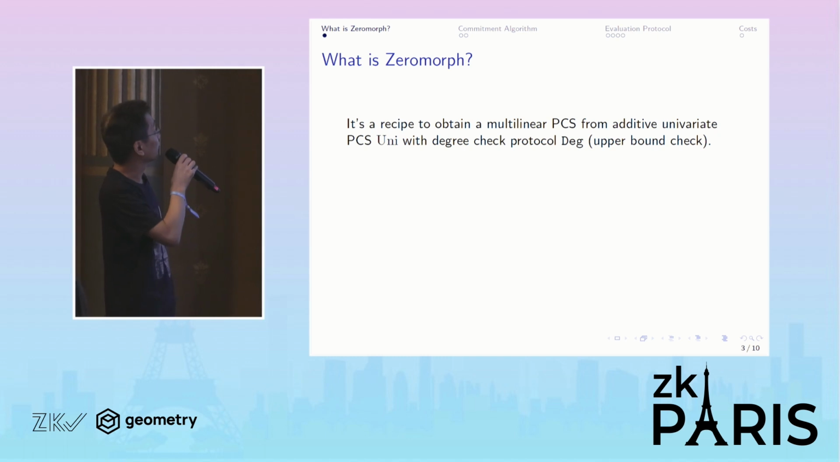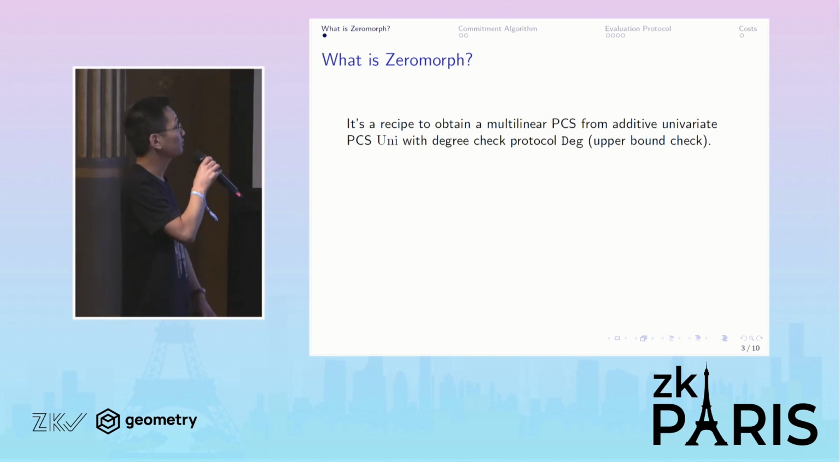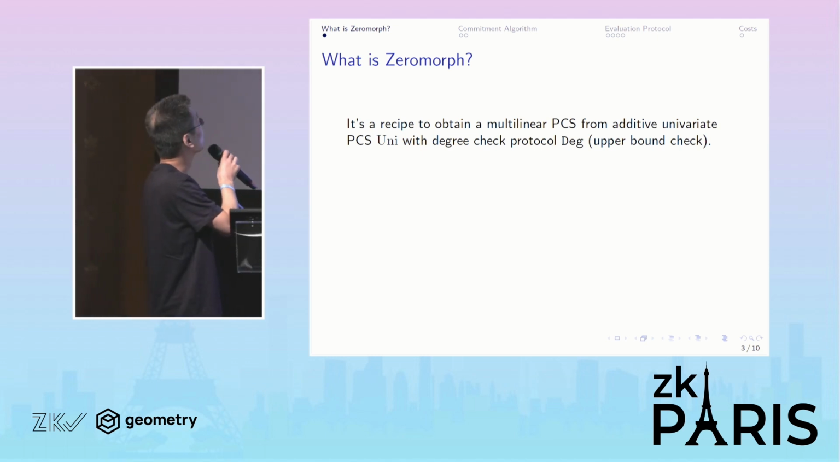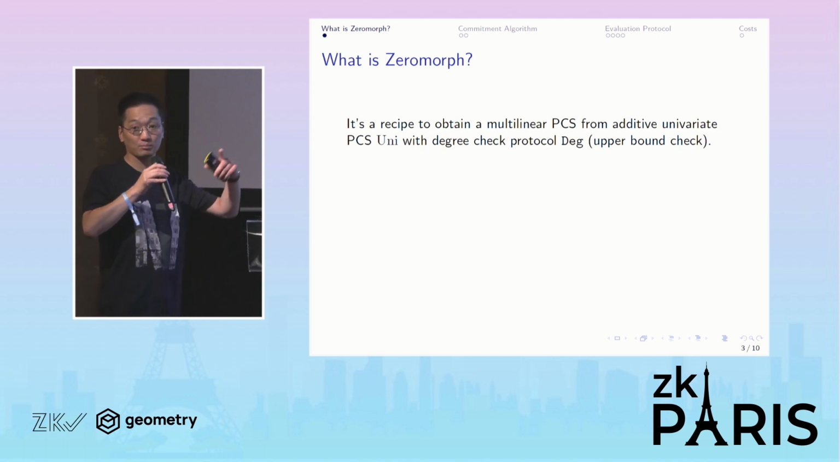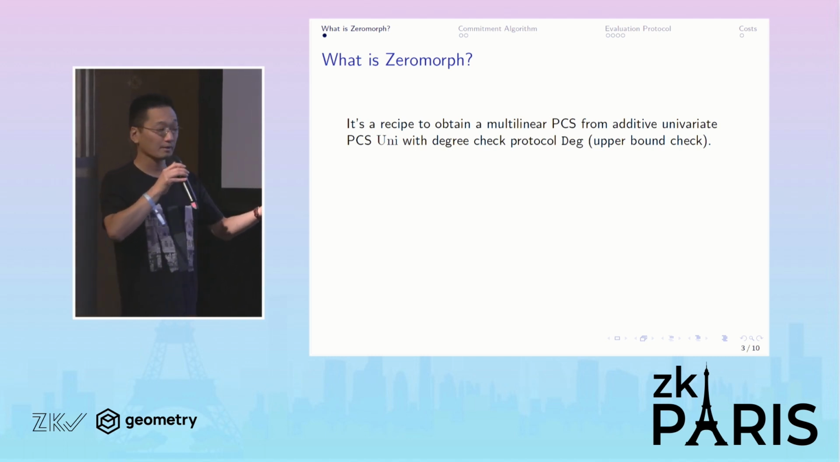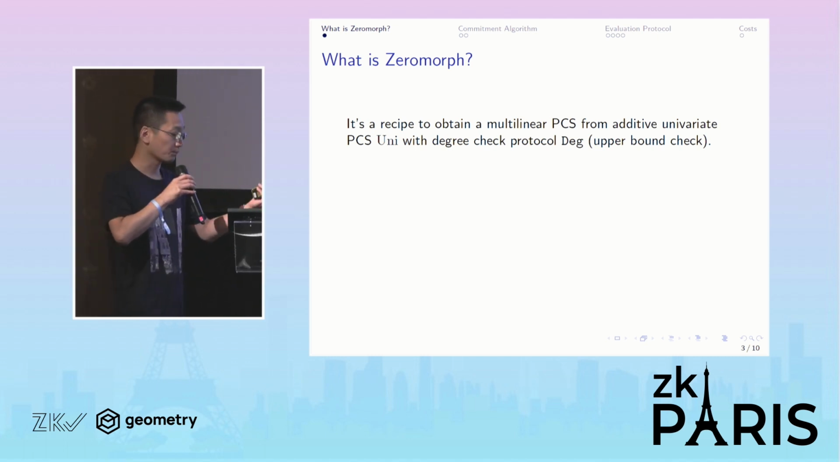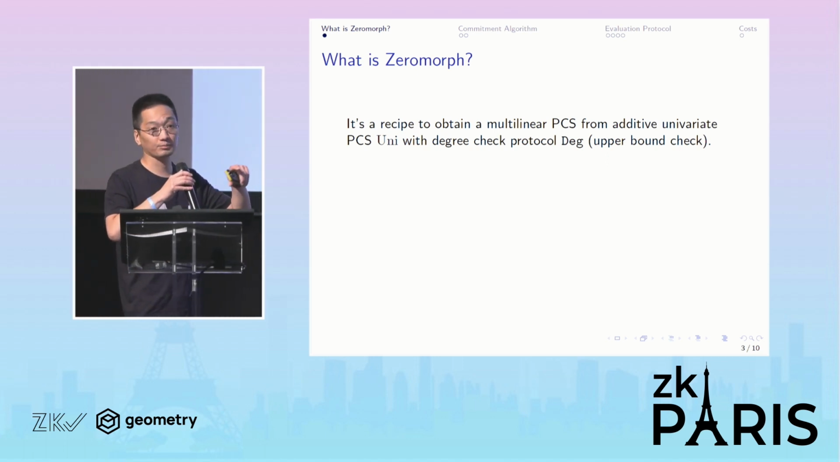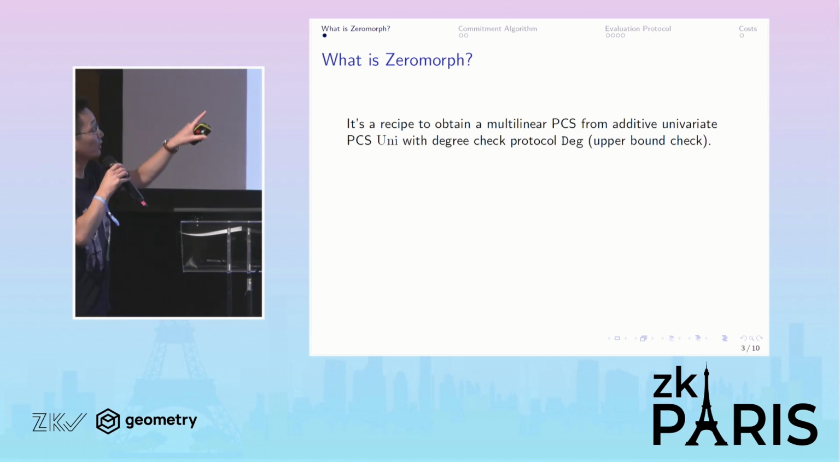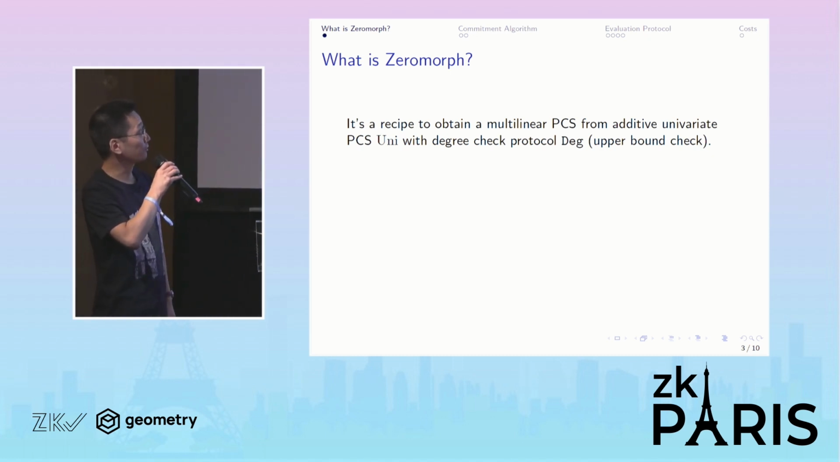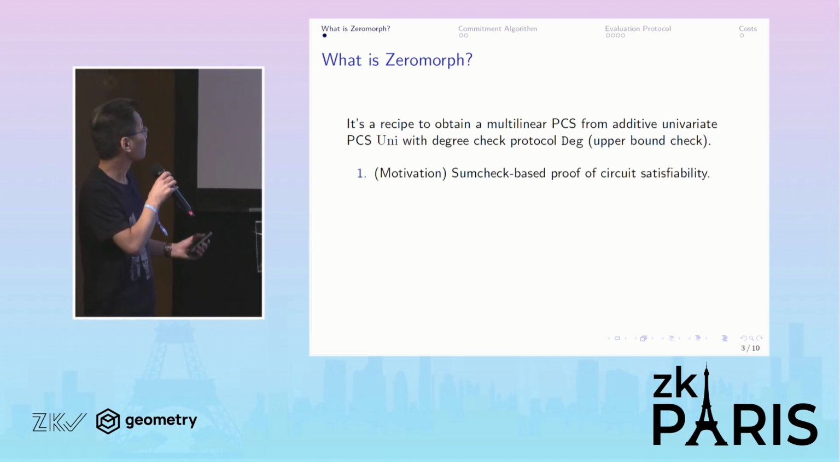So what is Zeromorph? It is a recipe to obtain a multilinear PCS from an additive univariate PCS with a degree check protocol. By degree check protocol, I mean the protocol that allows the verifier to check the upper bound of the degree of the committed polynomial. And we require this degree check protocol to be knowledge sound.